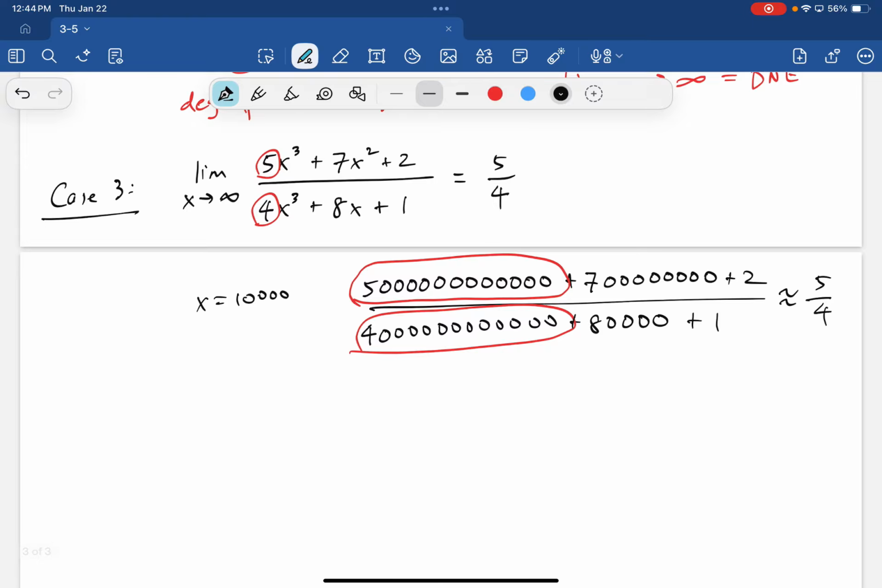Okay, so that's the third rule, and I'll just stop there. Good job. When the degree of the numerator equals the degree of the denominator, then the limit as x goes to infinity is equal to the ratio of the leading coefficients.